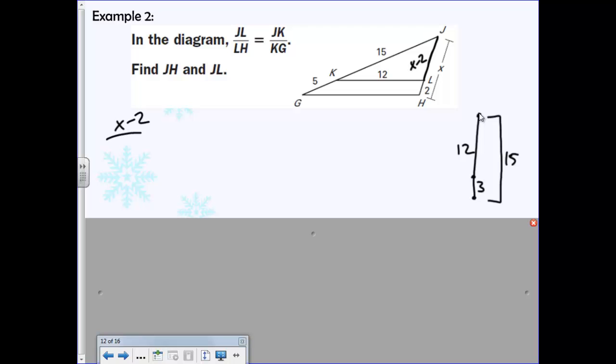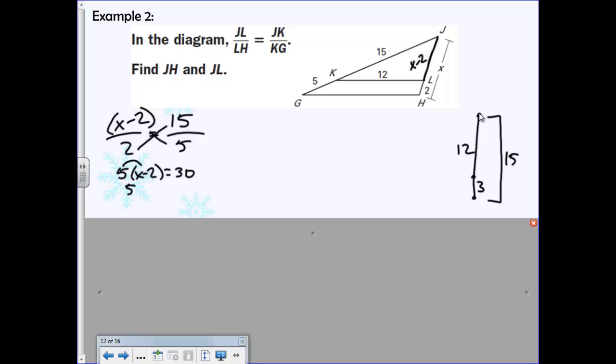JLH, 2, JK, 15. I've got Brent, I lost the rest of you. KG, 5. Can we solve for x? Can we cross multiply? It's got a minus in here, so we can distribute. We can go 5 times x minus 2 equals 2 times 15, I'm sorry, which is 30.